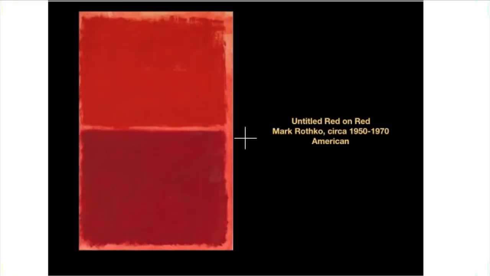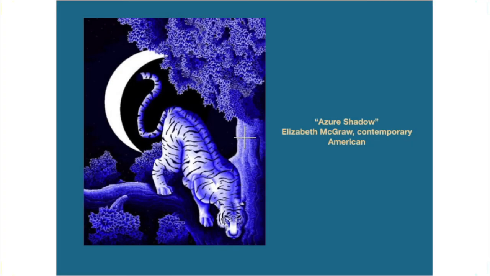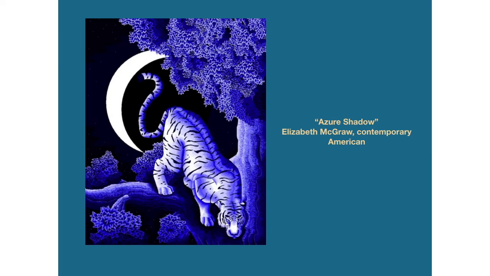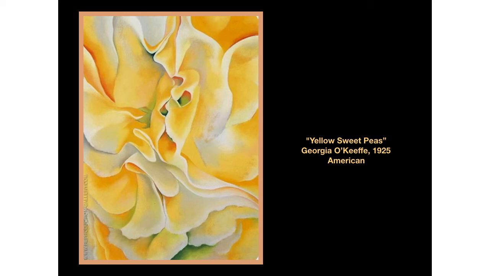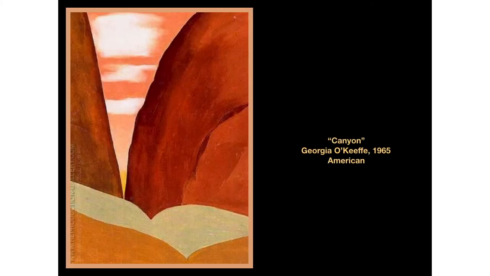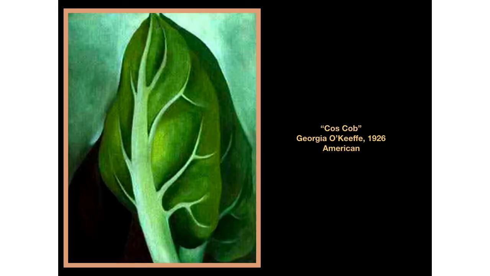This is Untitled Red on Red by Mark Rothko, circa 1950-1970, American. Azure Shadow, Elizabeth McGraw, contemporary American. Yellow Sweet Peas by Georgia O'Keeffe, 1925, American. Canyon, Georgia O'Keeffe, 1965, American. Corn Cob, Georgia O'Keeffe, 1926, American.